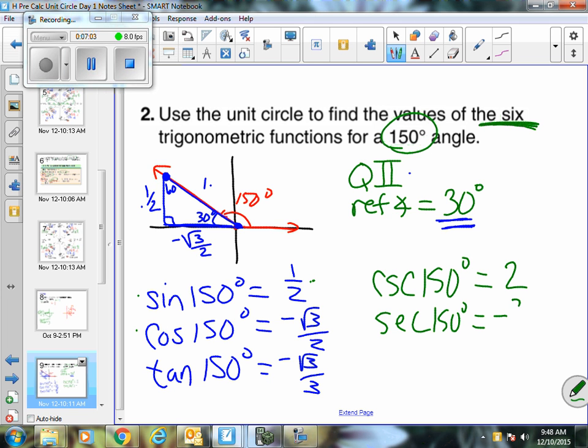Reciprocals have the same sign. So it'd be 2 over root 3, and that would be negative 2 root 3 over 3 when we rationalize. And some people start just remembering those numbers. They don't have to do all the arithmetic.